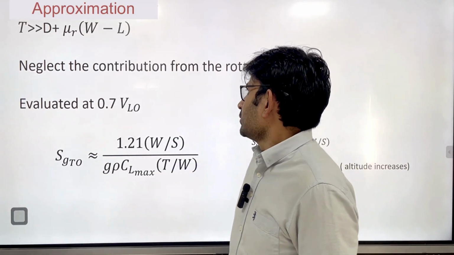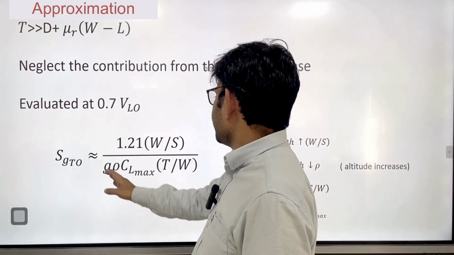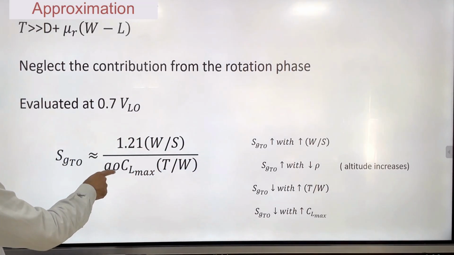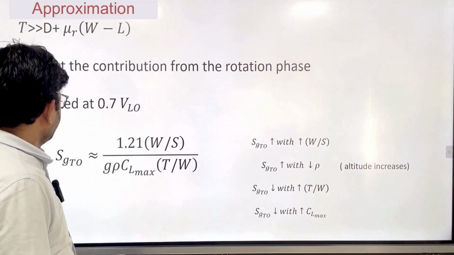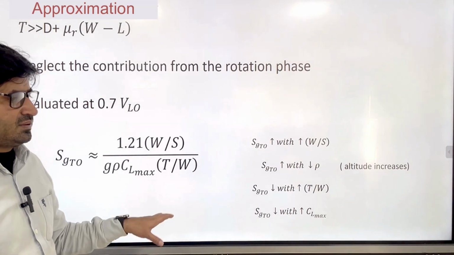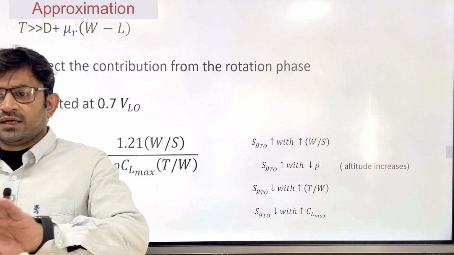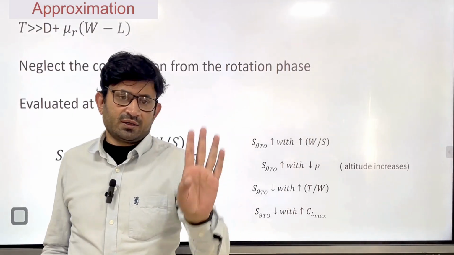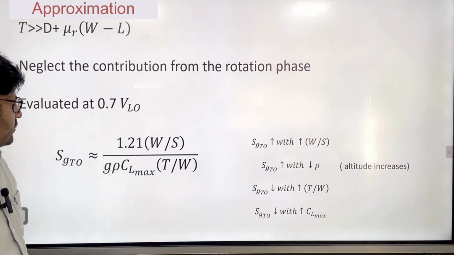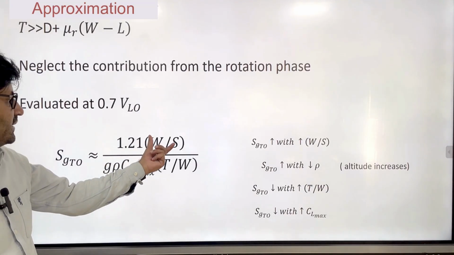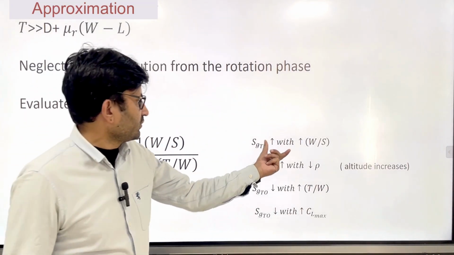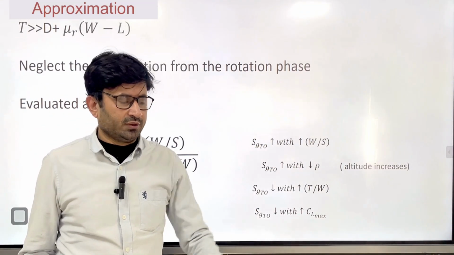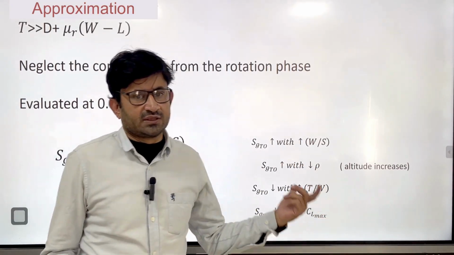When you do this approximation, you get 1.21 (W/S) divided by (g rho CLmax (T/W)). In this approximation, you are neglecting the other two takeoff distances, that means transition or flight distance and initial climb. You can see that the takeoff distance is directly dependent upon the wing loading. When you increase wing loading, takeoff distance will increase, and when you go to higher altitude, density will drop and takeoff distance will increase.